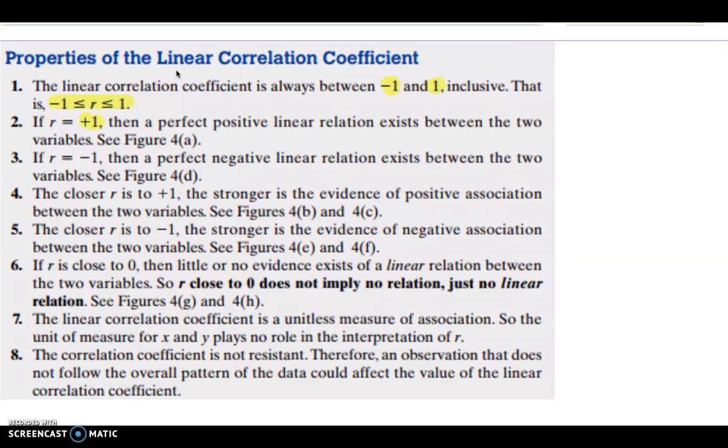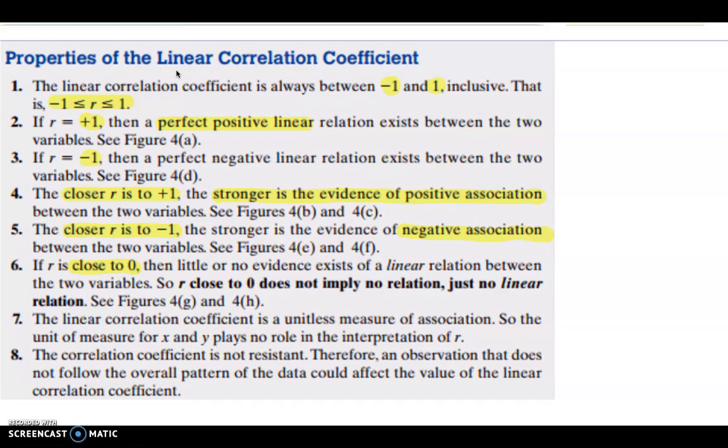If the correlation coefficient is +1, then you have a perfect positive linear relationship between the two variables. If it's -1, you have a perfect negative linear relationship between the two variables. But that's not super likely. The closer that r is to positive 1, the stronger the evidence of a positive association between the two variables. Similarly, the closer it is to negative 1, the stronger the evidence for a negative association between the two variables. If r gets close to 0, then there's little to no evidence of a linear relationship between the two.